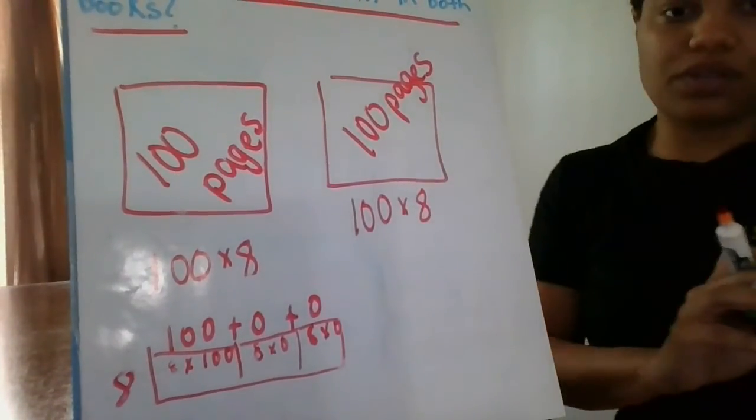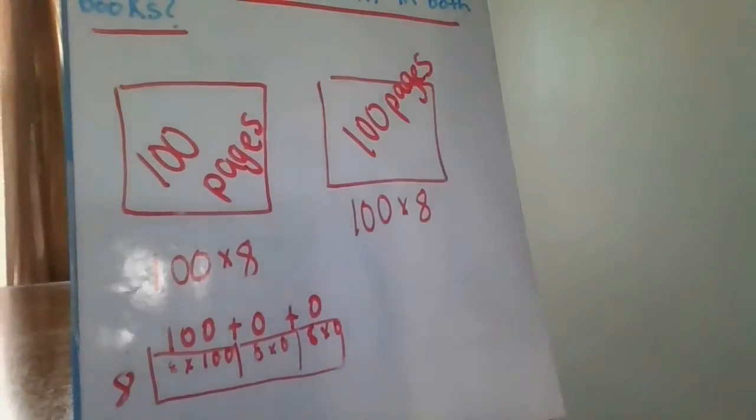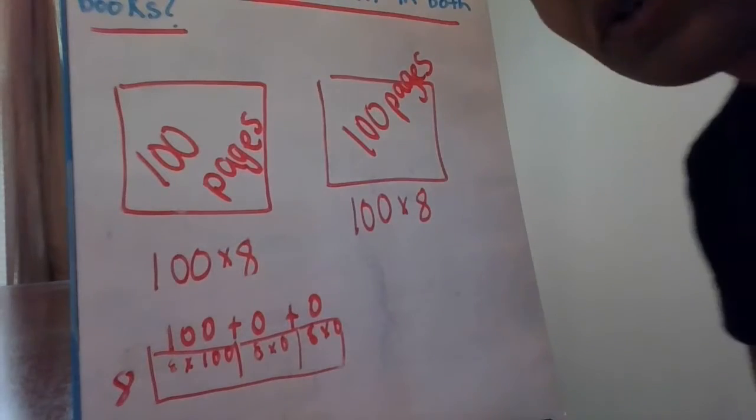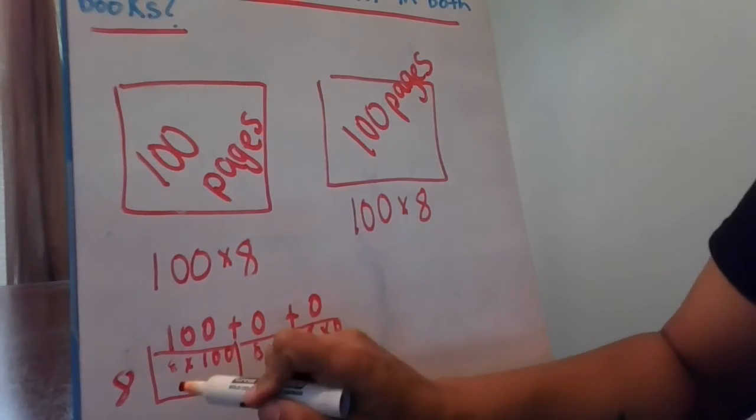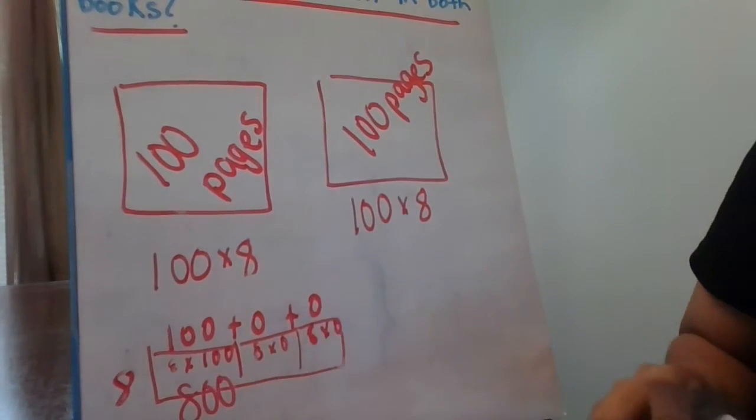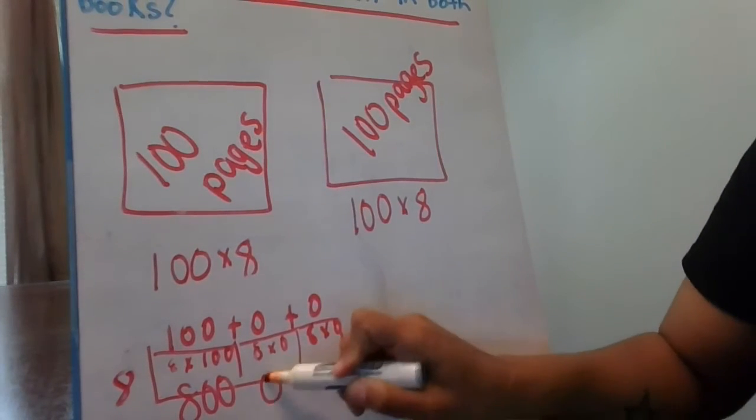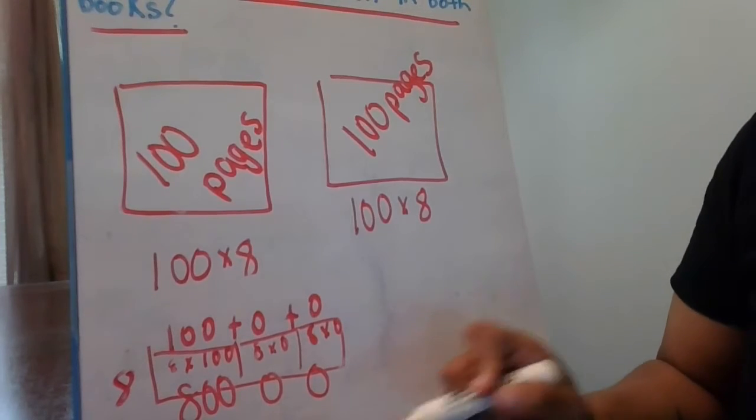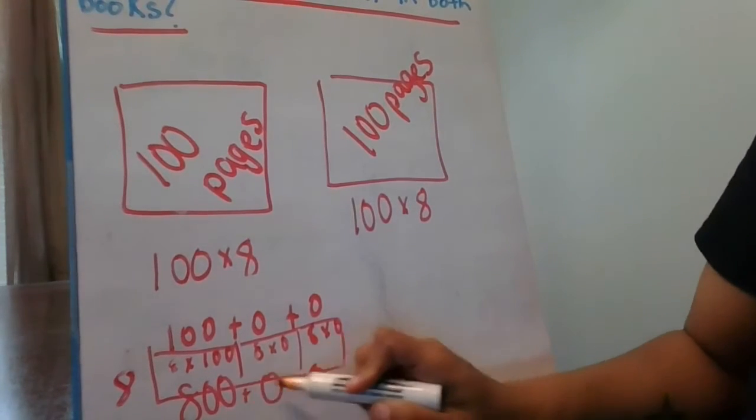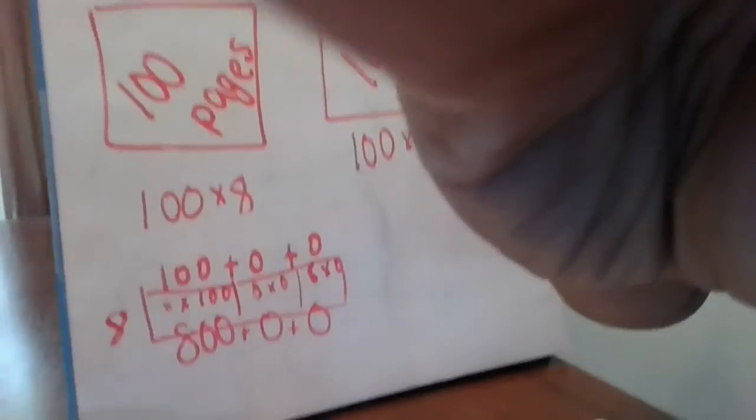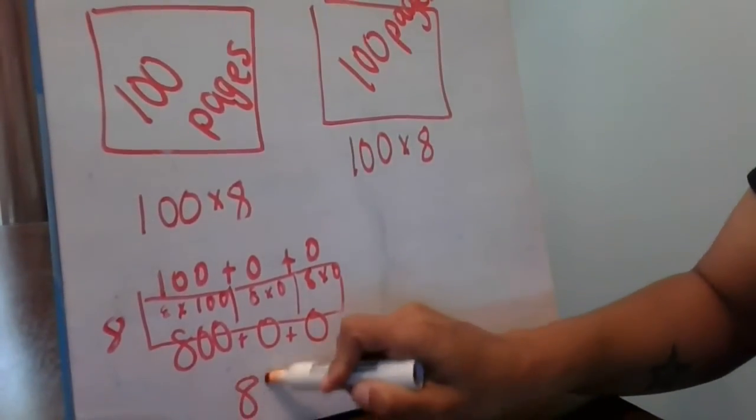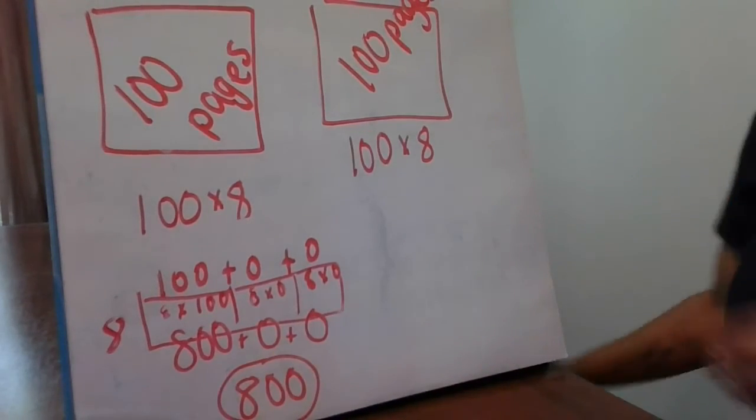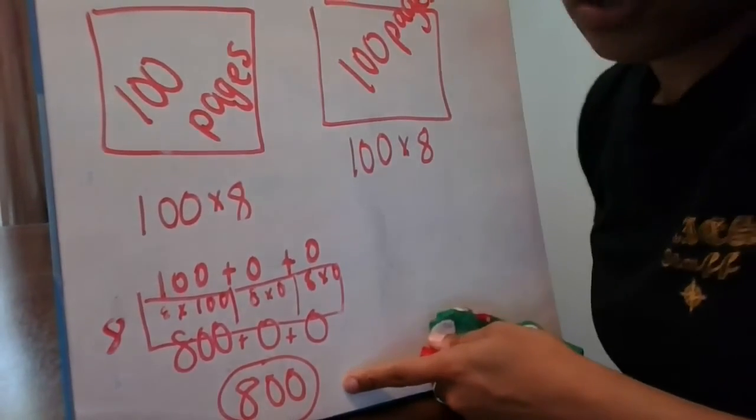Let me turn on this light so that maybe we can see a little better. There we go, that's a little better. Okay, so 8 times 100 is 800. 8 times 0, 0. 8 times 0, 0. If I add up those partial products, 800 plus 0 plus 0 gives me 800. Okay, that means in this book, I have 800 pictures.